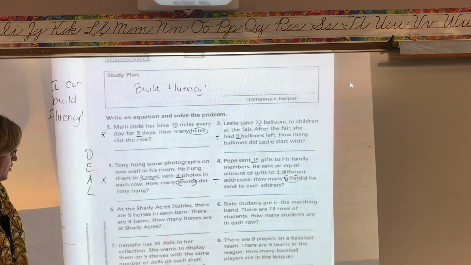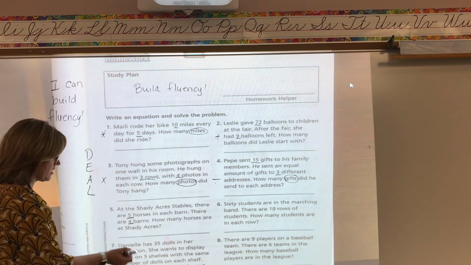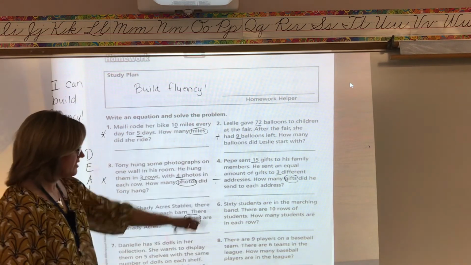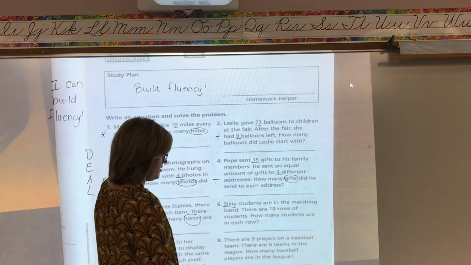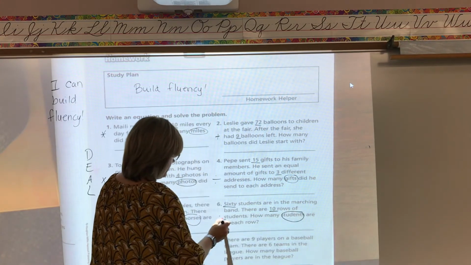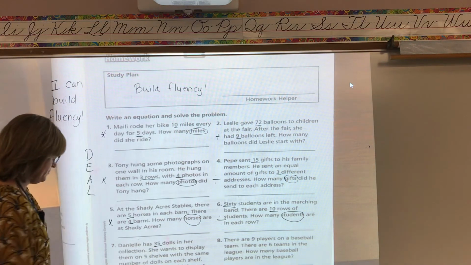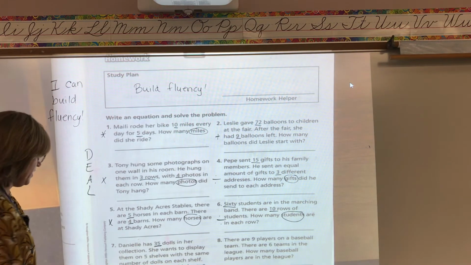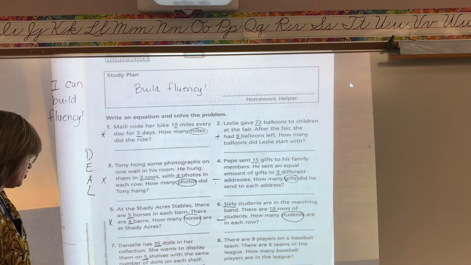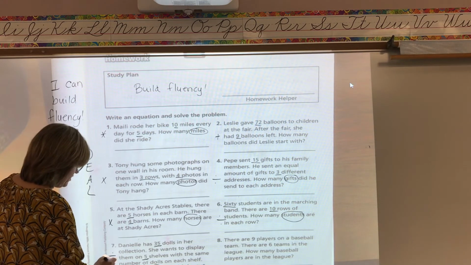At the Shady Acres stables, there are 5 horses in each barn. There are 4 barns. How many horses are there? Multiplication. 60 students are in the marching band. There are 10 rows. How many students are in each row? This is going to be a division. Danielle has 35 dolls in her collection. She wants to display them on 5 shelves with the same number of dolls on each shelf. How many dolls should she put on each shelf? This is going to be division.